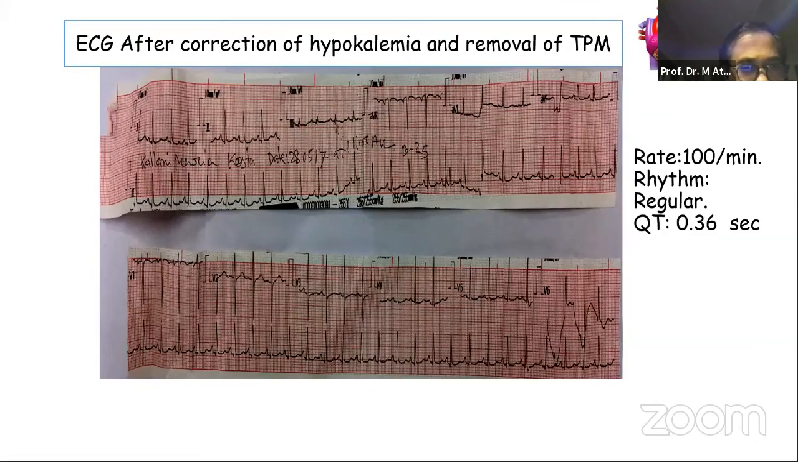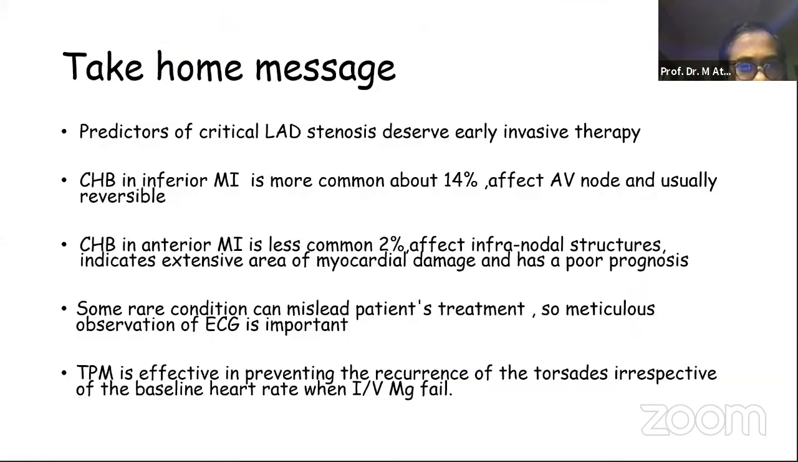Next. My take-home message: predictor of critical left anterior descending artery stenosis deserve early invasive therapy. Complete heart block in inferior MI is more common, about 14%, affects every node and is usually reversible. Complete heart block in anterior MI is less common, about 2%, involves infranodal structures, indicates extensive myocardial damage and has a poor prognosis.